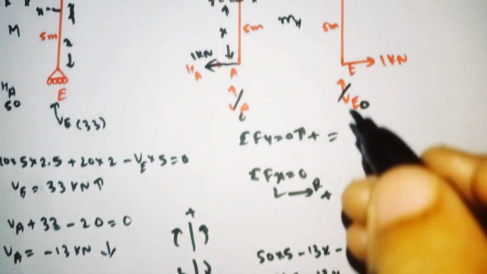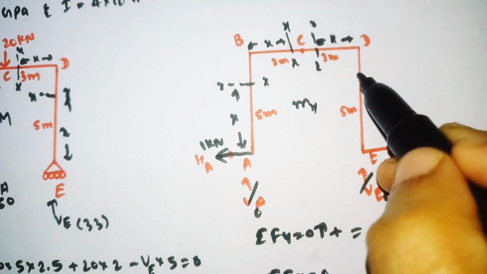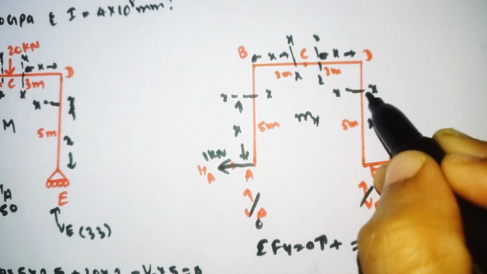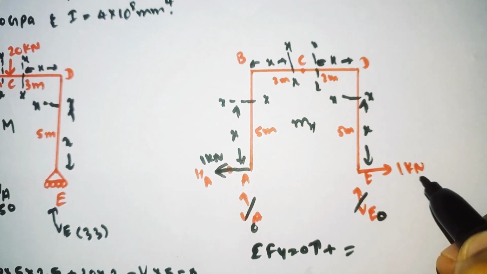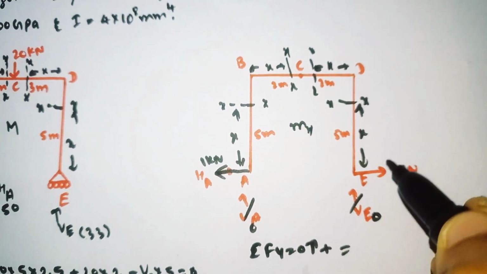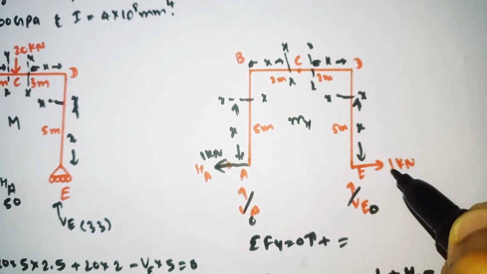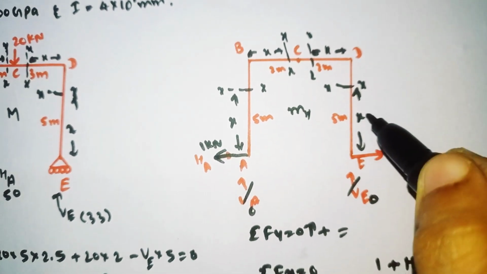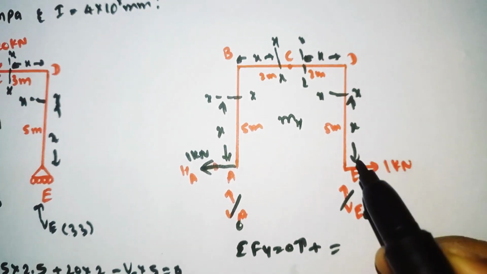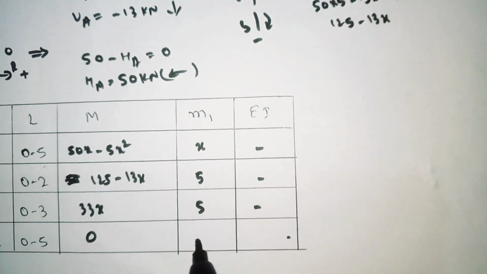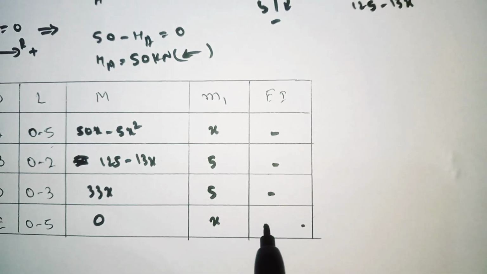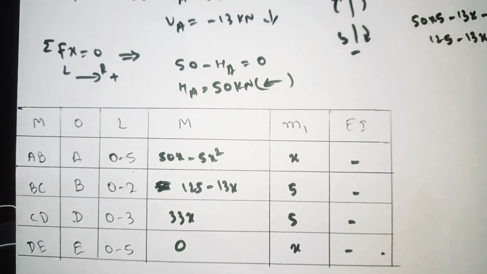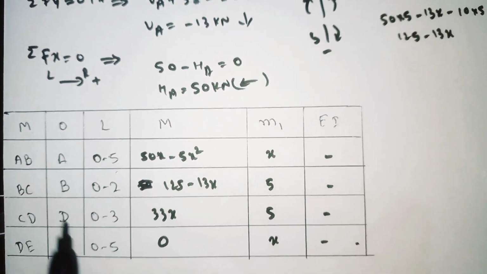Similarly for m1, if you cut the section at a distance of x from the origin E, at what distance is 1 kilonewton acting from this section? It is acting at a distance of x. For 1 kilonewton the perpendicular distance becomes x. So 1 into x is nothing but x. It is also moving upward, so we need to take the positive. 1 into x is nothing but x. So now we have calculated the moment for all the members. This is how we need to find the moment for each member.